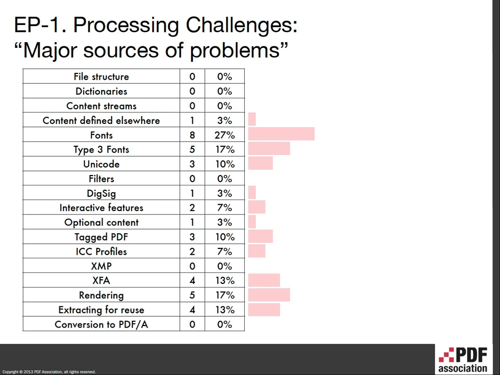So, other concerns: processing challenges when you're taking in files from elsewhere. Unsurprisingly, again, fonts are a major source of the processing challenges folks are encountering. Type 3 fonts show up quite heavily, as does Unicode. But you can see that the issues are spread relatively wide. Interestingly, file structure, dictionaries, content streams: no one who answered the survey said that was a major source of problems. I'm not sure what they thought, but maybe they're just not a problem, or maybe they're just worried that I would embarrass them or something, which is never going to happen.